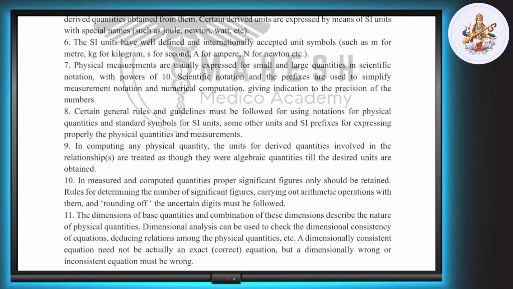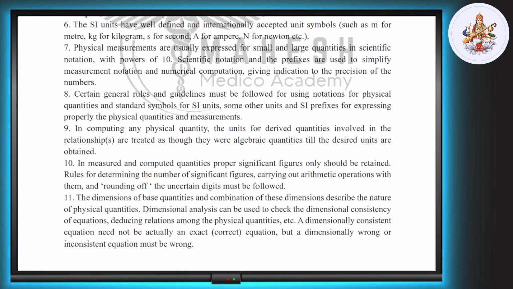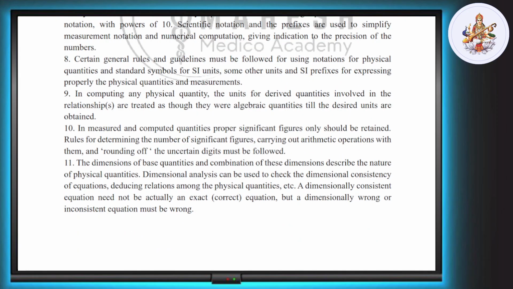10. Significant figures. Measurement accuracy is limited, and we express this accuracy using significant figures. The rules for determining significant figures, handling arithmetic operations, and rounding of numbers are all important to maintain precision.